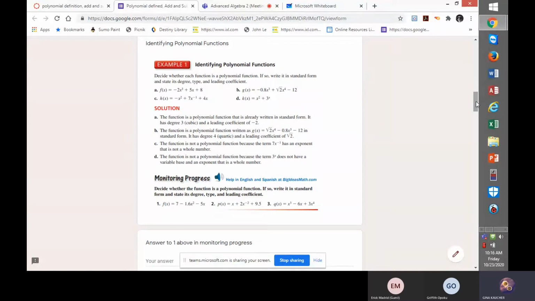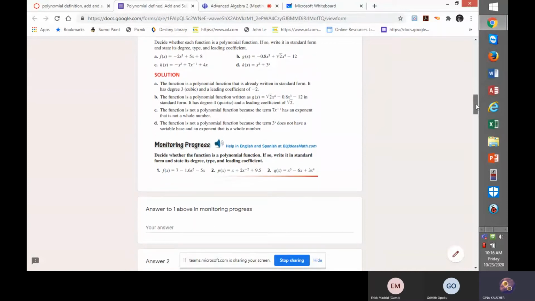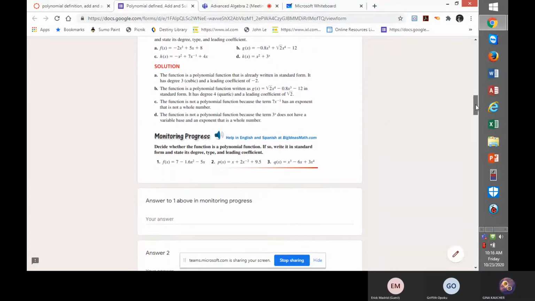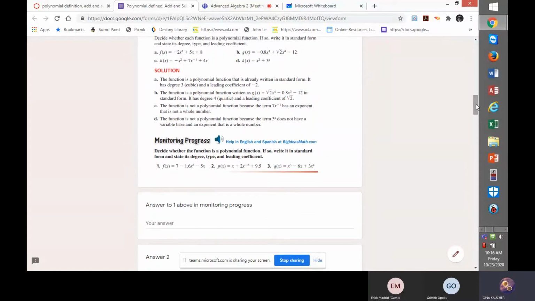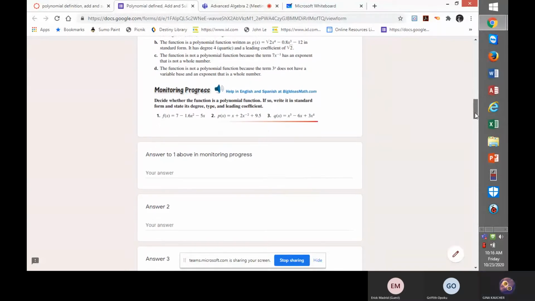Okay, identifying polynomial functions. There's some examples. Your degrees have to be whole numbers like 0, 1, 2, 3, 4, 5, and so on. Your coefficients are real numbers, and you cannot have division. Like you can't put 12 divided by x, because that means that x would be to the power of -1, and we don't have negative powers. So you can't have division in a polynomial.